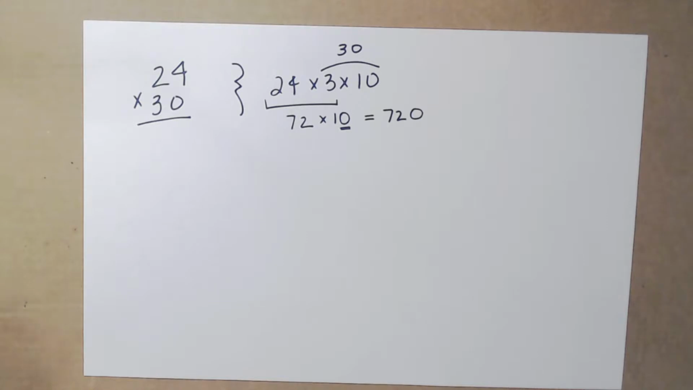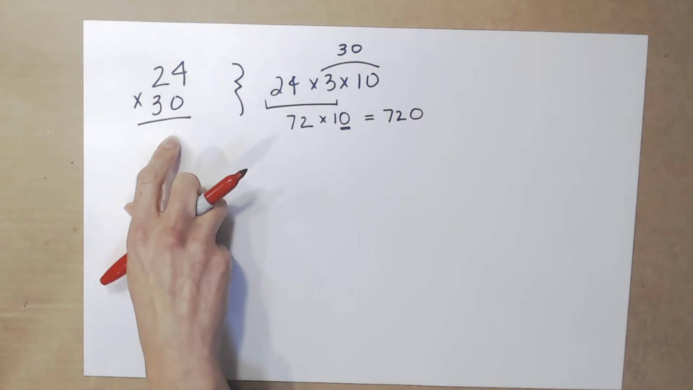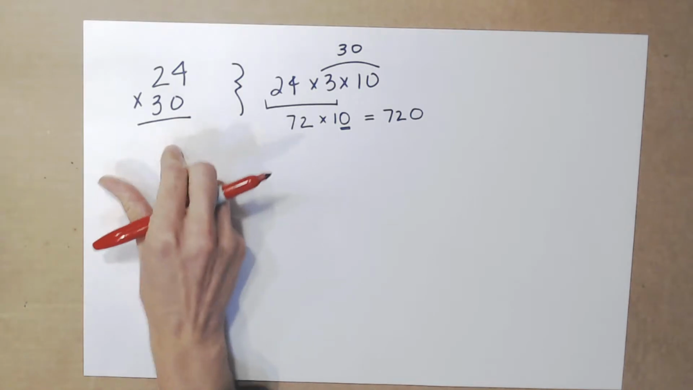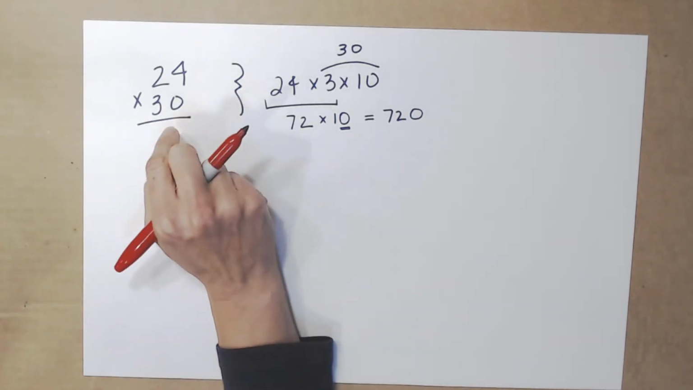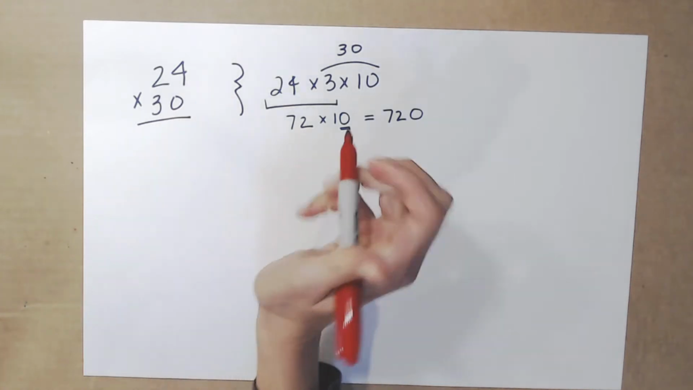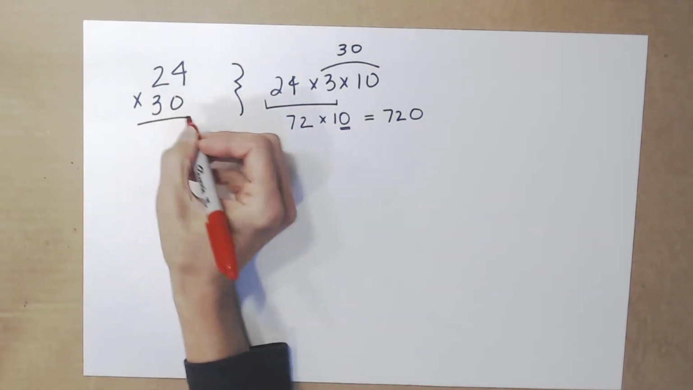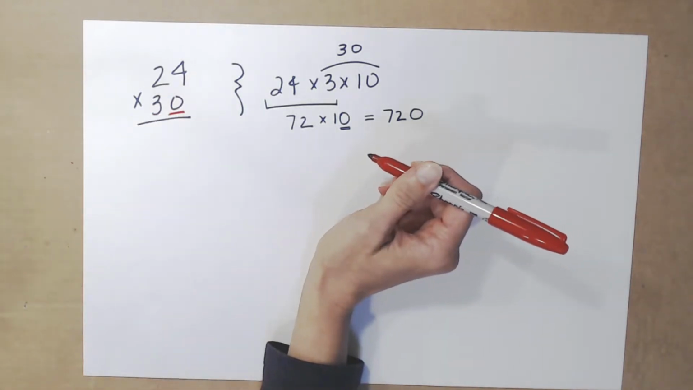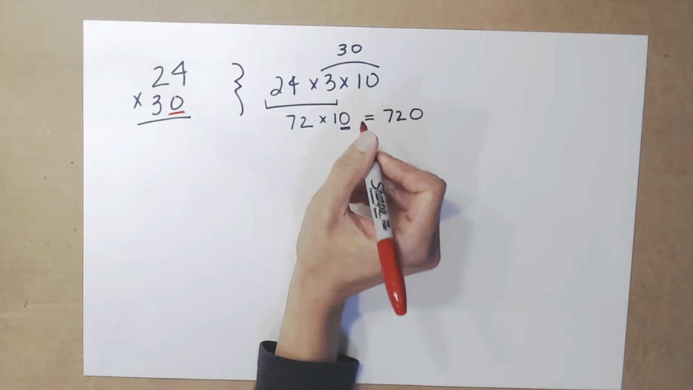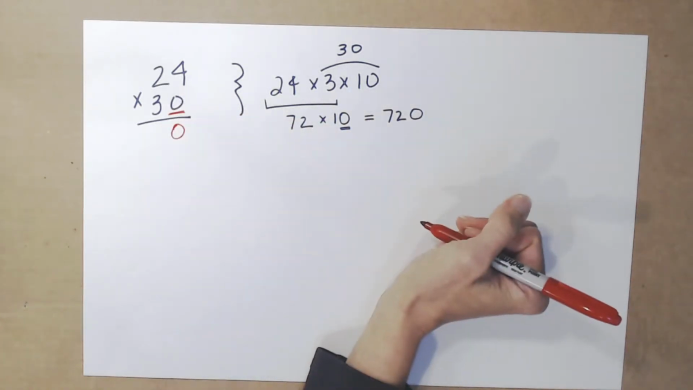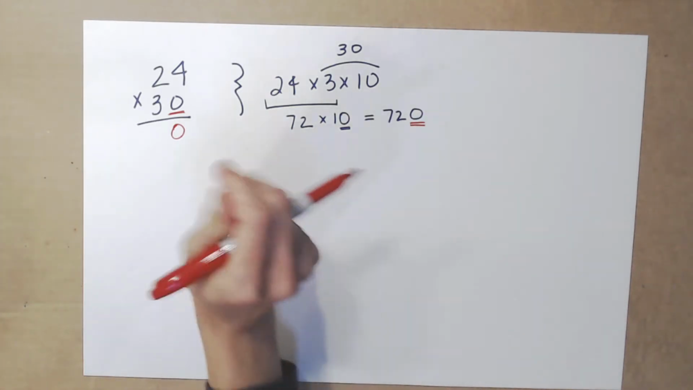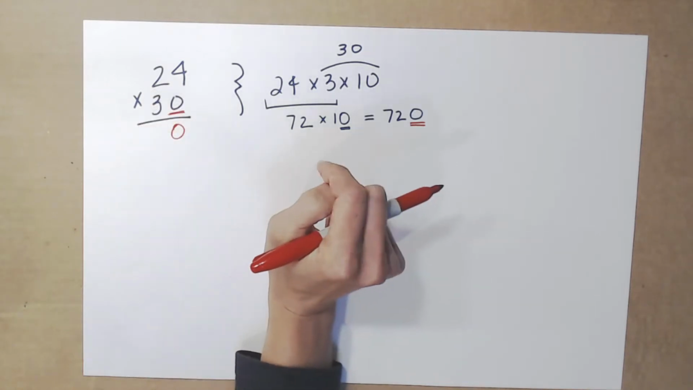Okay, so now we'll use our multiplication algorithm here. An algorithm is just a method of solving a problem. So what we're going to do is we are multiplying 24 by 30, but this 30 we're going to think about as 3 times 10. And we know that when we multiply a number by 10, we add a 0 to the end. So we're going to put a 0 there right away because we know our number is going to end in a 0. Okay, so now we can do the 24 times 3 part, this part.